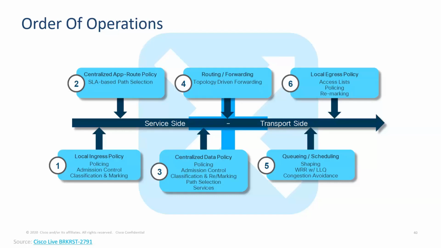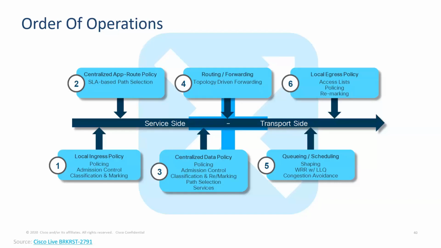And then on the egress side, you also have the queuing and scheduling. Here is the place for any shaping, or also the weighted round robin and the low latency queue, if you're assigning a different amount of bandwidth to different queues, and also if you're using the congestion avoidance mechanism, which is random early detection in this case. And then you also have a local egress policy, which is once again the local data policy. So even if the packet hits step number 6 and you have an access list that denies the packet, it's going to be dropped.